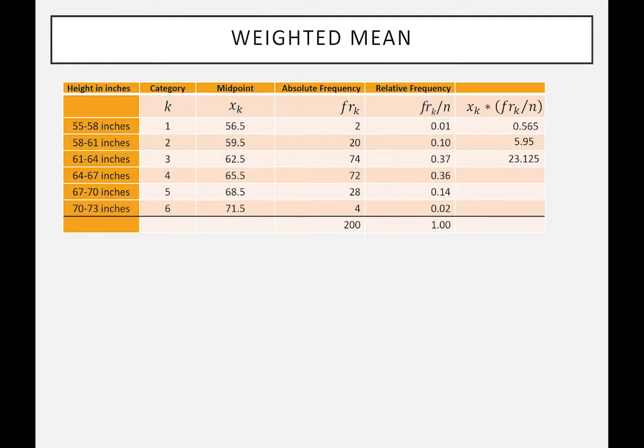I can do the next one. You can verify with a calculator if you want these numbers. Easy to do with Excel. So once again, I'm taking the midpoint value, multiplying by the relative frequency, and so on and so forth. And when I add all of these numbers together, I get this number, 64.24, which is the sample mean or the weighted mean, which I indicate as X with a bar on top.